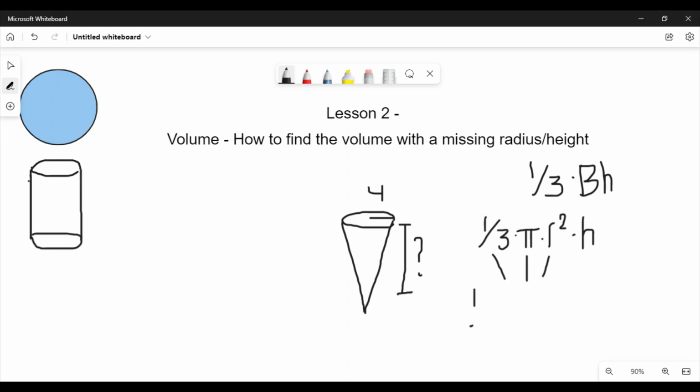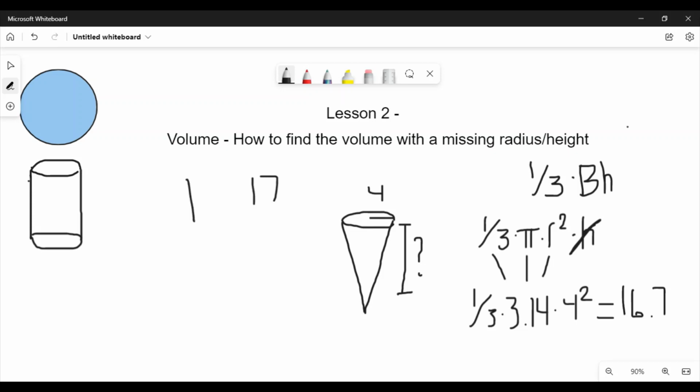it would be 1/3 times pi, which is in this case 3.14 because that's what I'm using, and the radius, which is 4 squared. And you put that in your calculator. So 1/3 times 3.14 times 4 squared. When you multiply that, you get 16.7 rounded to the tenths.